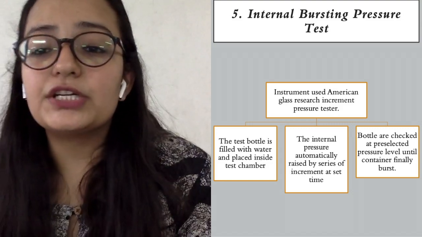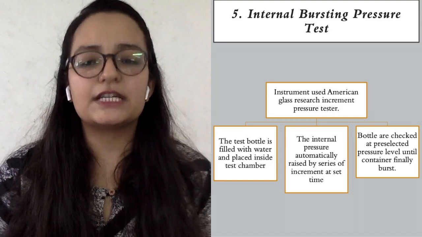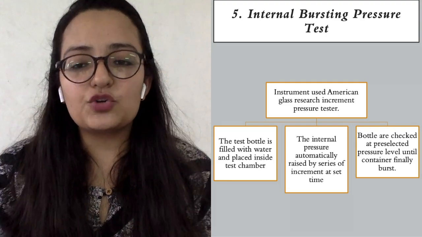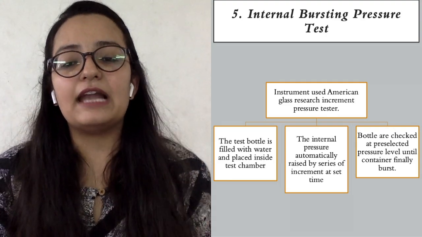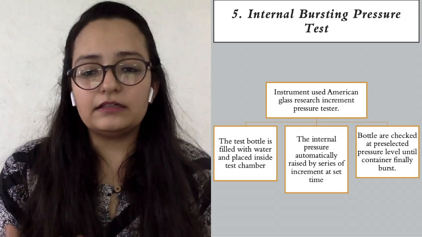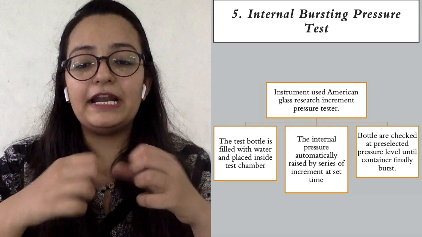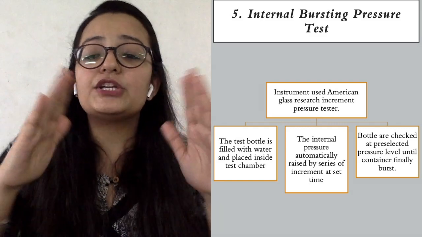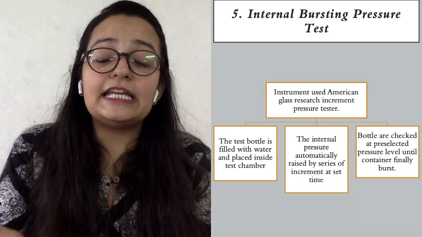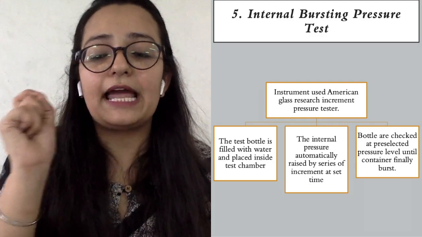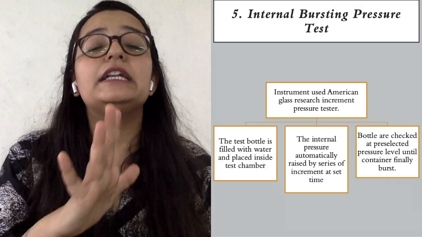Internal bursting pressure test. The name itself suggests a pressure test. A particular instrument is used, the American Glass Research incremental pressure tester. In that test, the test bottle is filled with water and placed inside the test chamber. The internal pressure automatically rises by a series of increments at a set time, and bottles are checked at pre-selected pressure levels until the container finally bursts.